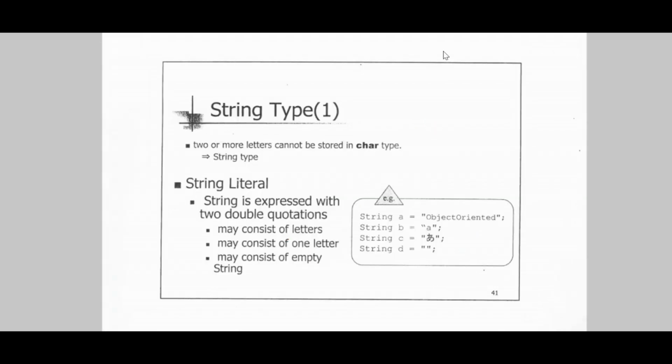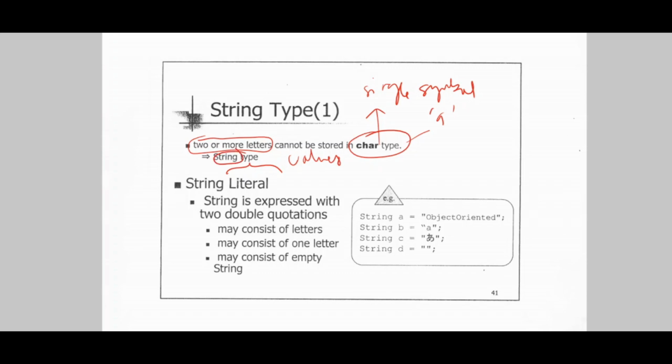We have here examples of string literals or string values. Again, the term literal means values. So what are string literals? Two or more letters cannot be stored in a character type because a character type is just a single symbol enclosed in single quotes like this one. So if there are two or more characters or letters, that cannot be stored in a variable of character type, it should be stored in a variable of type string.